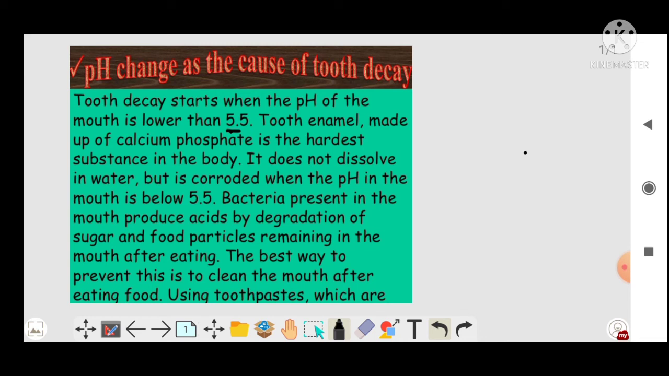Okay, look, now one concept: what is tooth enamel? Tooth enamel is made of calcium phosphate, and this is the hardest substance in the body. It does not dissolve in water but is corroded when the pH in the mouth is below 5.5. Tooth enamel is corroded when the pH in the mouth is below 5.5.